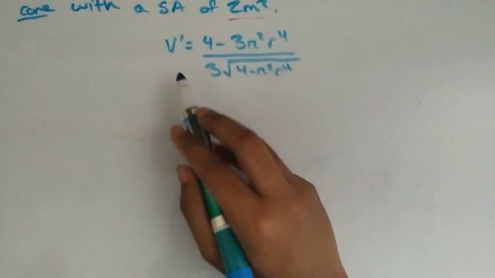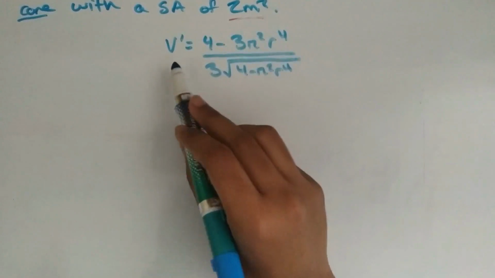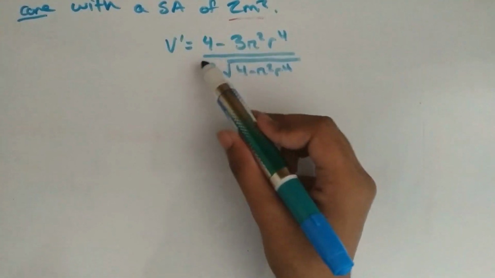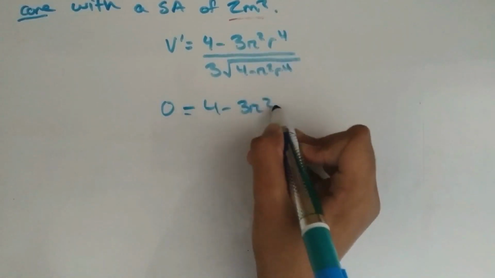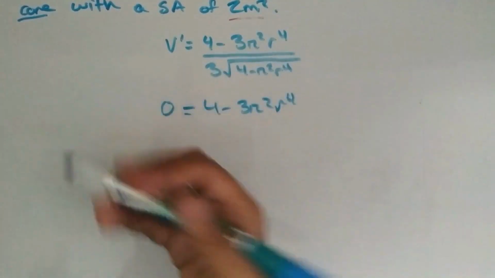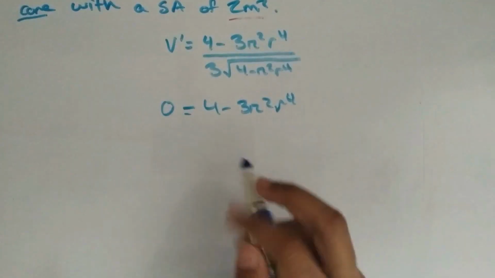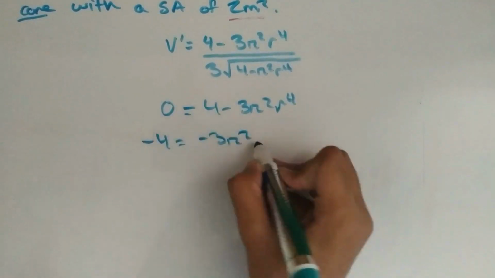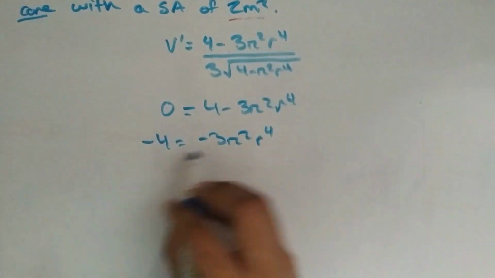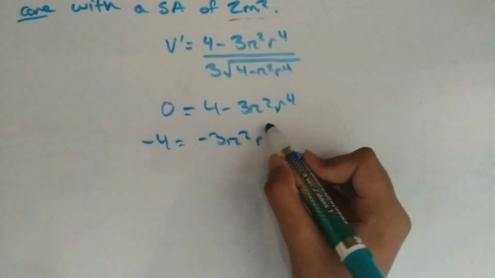Alright, so now to solve for the criticals, let's start off with solving for the zeros of the derivative. So we're going to go and solve for the numerator here. So 0 equals 4 minus 3 pi squared r to the 4. The calculation for this step is significantly easier than the derivative, so we're past the hard part. So we're going to move this 4 over. And 4 equals 3 pi squared r to the 4. So now we're trying to isolate r here.